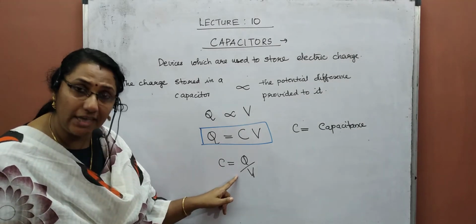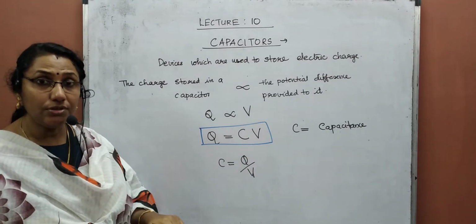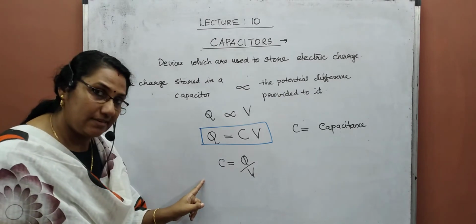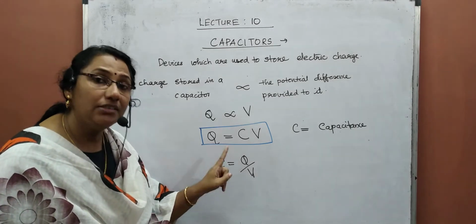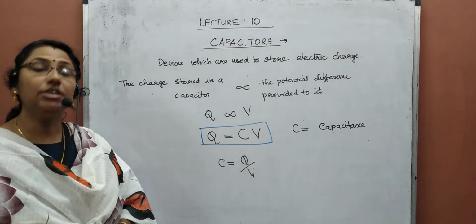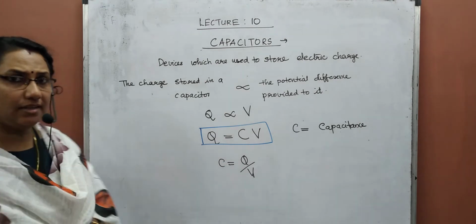Capacitance is the ratio of the charge stored to the potential difference provided. Capacitance is the ratio of charge stored in a capacitor to the potential difference provided to it. Is it clear?